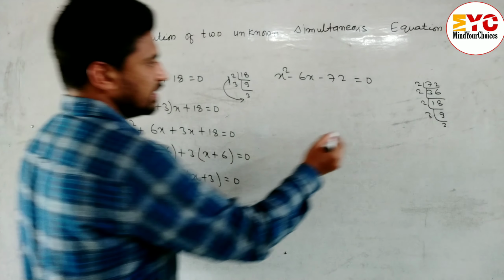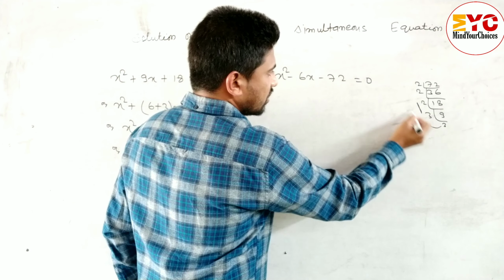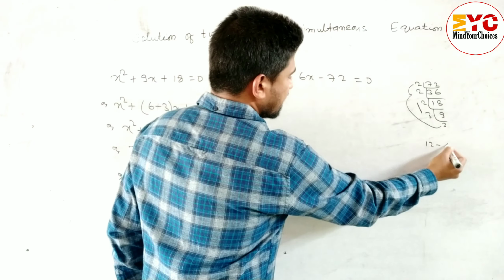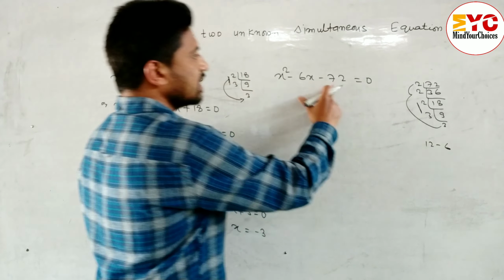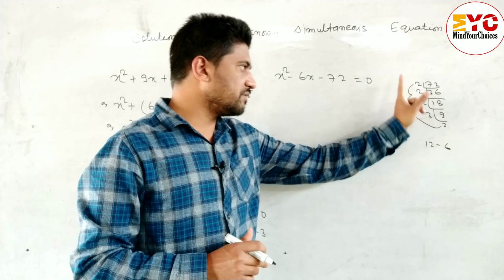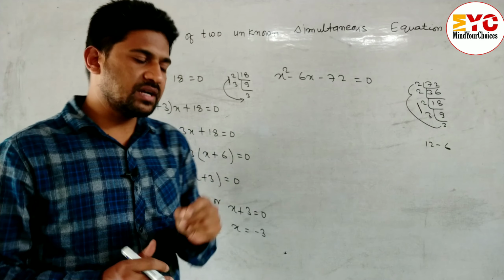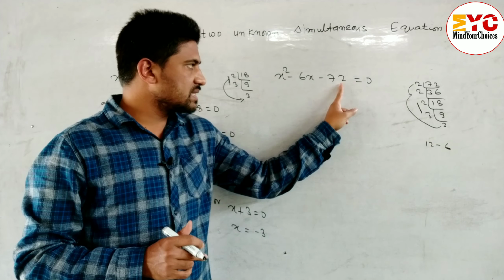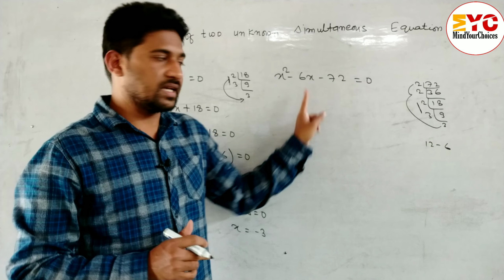Now you can see here 3 2s are what? 6, and 3 2s are 6, 6 2s are 12. 12 minus 6 means 6, and 12 6s are 72. So we have to find out the factors, and from factors only we have to find out that type of two numbers whose multiplication is 72 and subtraction is 6.